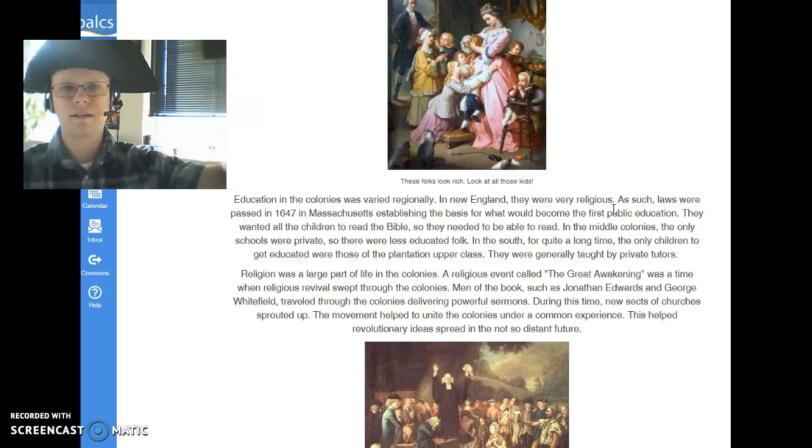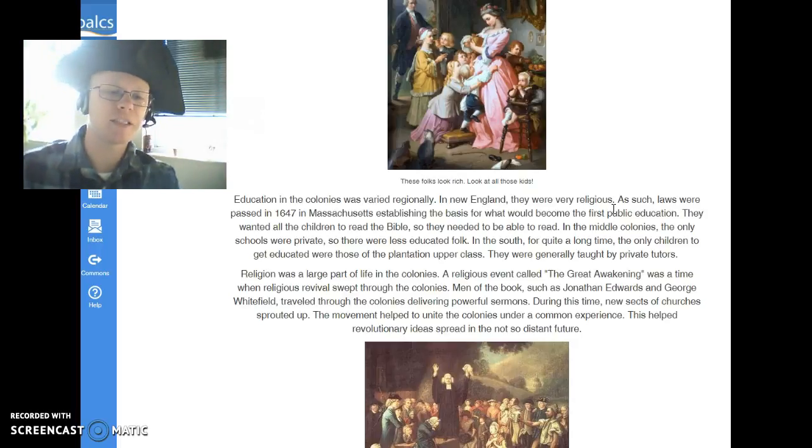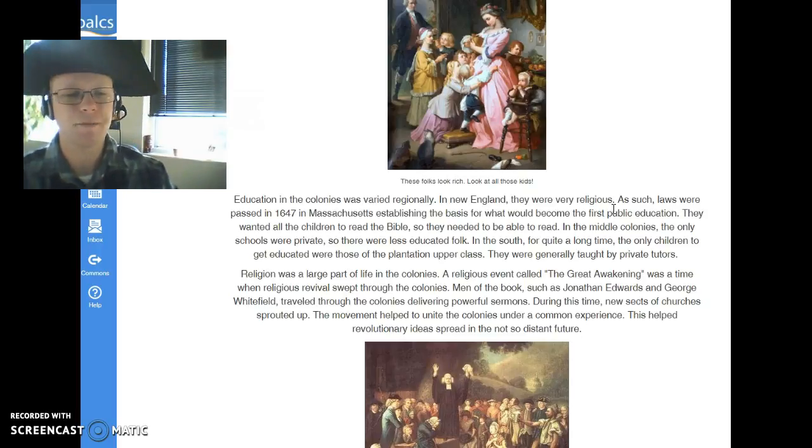In New England, as we've established, Puritans, those kind of folk, they were very religious. As such, laws were passed in 1647 in Massachusetts, establishing the basis for what would become really the first public education system. They wanted all the children to be able to read so that they could read the Bible. In the middle colonies, the only schools they had were private, so they were slightly less educated than they were in New England. In the South now, for quite a long time, the only children to get educated were those of the plantation upper class, and they were generally taught by private tutors.